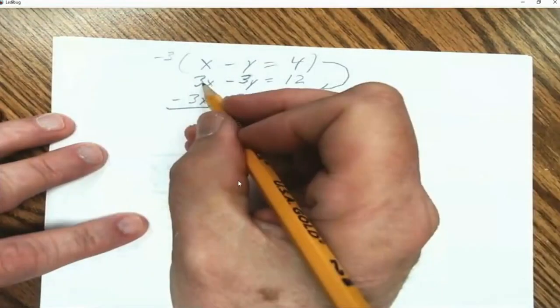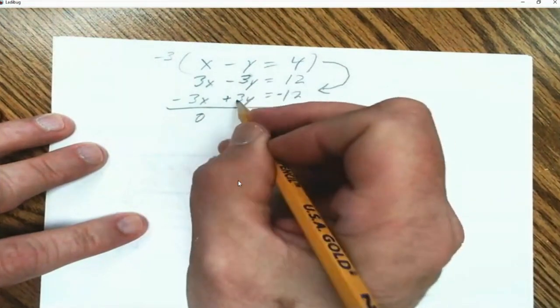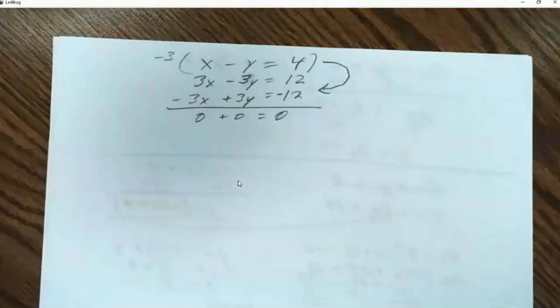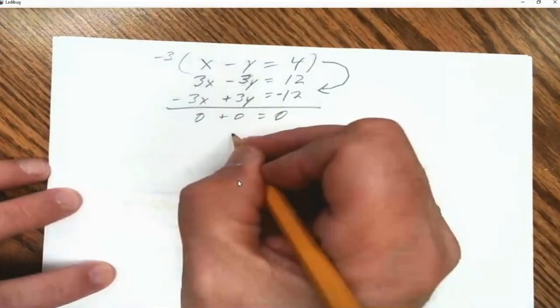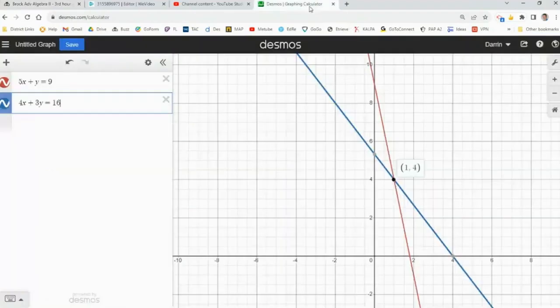So now I can add these 2 together because I took this first one and I changed it to that. So when I add this together, negative 3x plus 3x, that's 0. Negative 3y plus 3y is plus 0 equals 0. All my x's and y's went away. Something weird happened there, right? All we have is 0 equals 0. Why would that be?